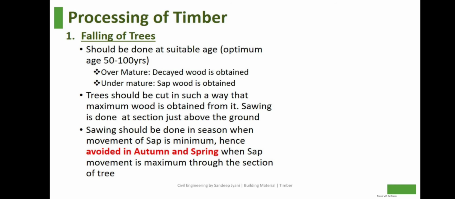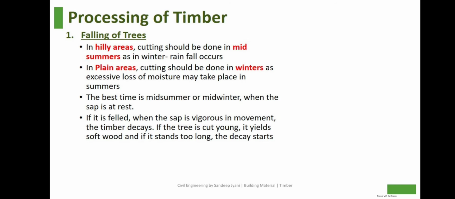Felling should be done in a season when movement of sap is minimum, hence avoided in autumn and spring when sap movement is maximum through the section of the tree. In hilly areas, cutting should be done in mid-summer, as in winter rainfall occurs. In plain areas, cutting should be done in winters, as excessive loss of moisture may take place in summers. The best time is mid-summer or mid-winter when the sap is at rest.